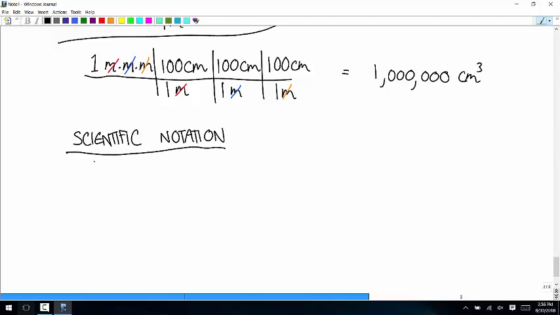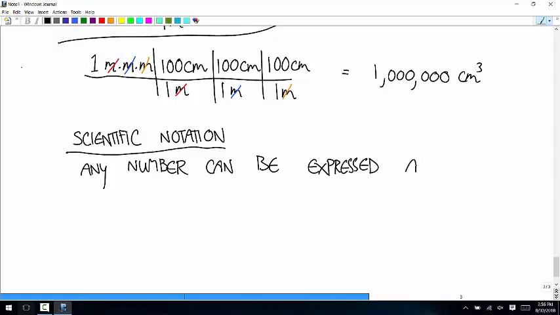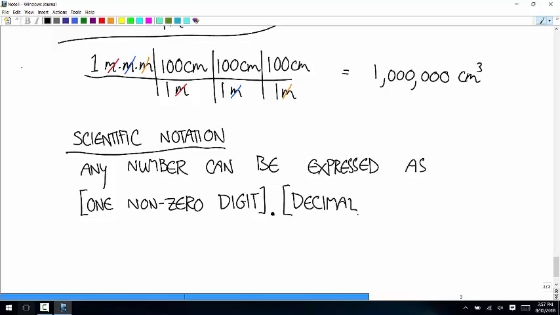And the idea of scientific notation is that any number can be expressed as one non-zero digit, followed by a decimal point, followed by decimals, times 10 to some integer.